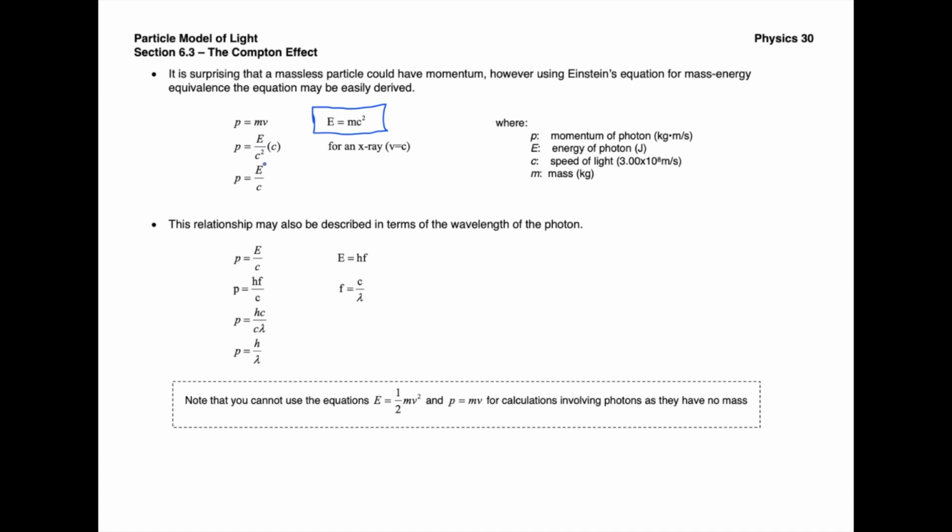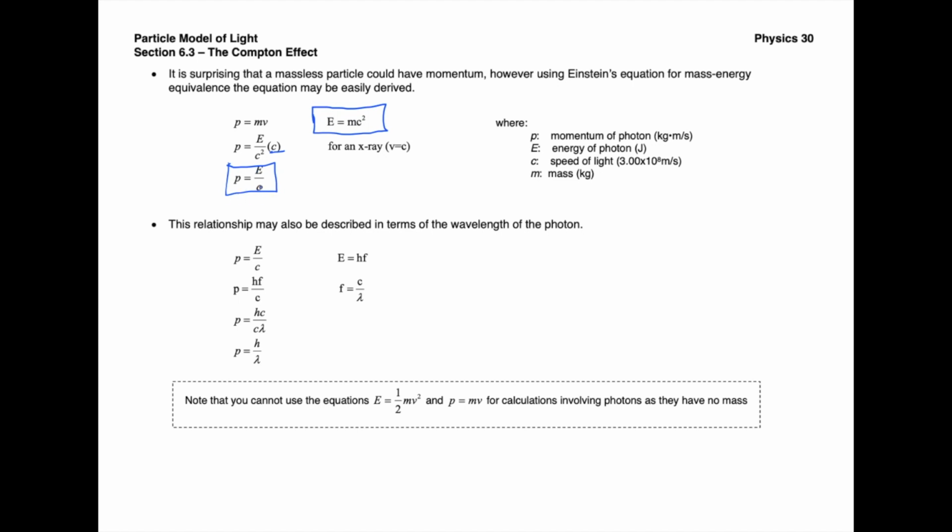Take the E over c squared times the velocity. Now, because it's an X-ray, your velocity is just the speed of light again, and so we get one of those c's canceling out. And so we get p equals E over c. So for a massless particle, the momentum is the energy over the speed of light.